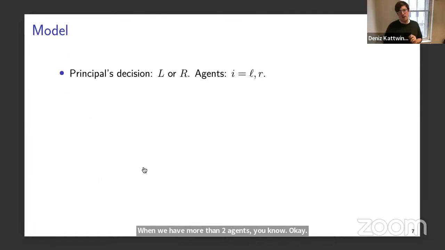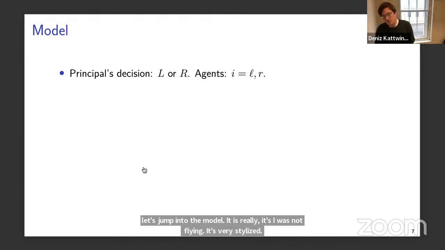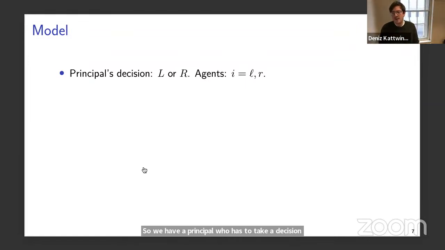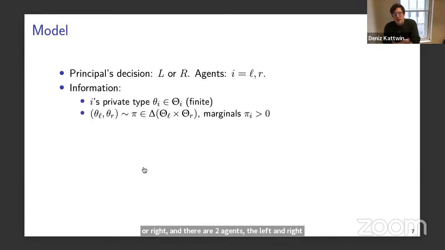So let's jump into the model. It is really, I was not lying, very stylized. We have a principal who has to take a decision, left or right, and there are two agents, the left and the right agent. The agents hold private information, which we model as their private type, theta I, and we assume that the potential types are from a finite set, Theta I. In terms of the distribution, we allow any distribution of these types. In particular, we allow any correlation. We assume, without loss of generality, that the marginals are positive.